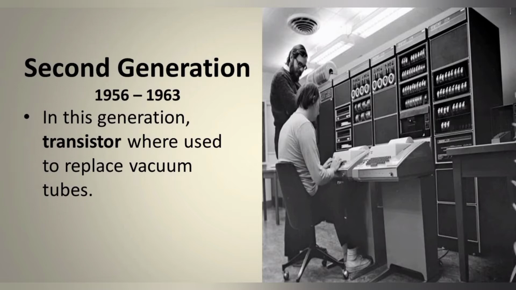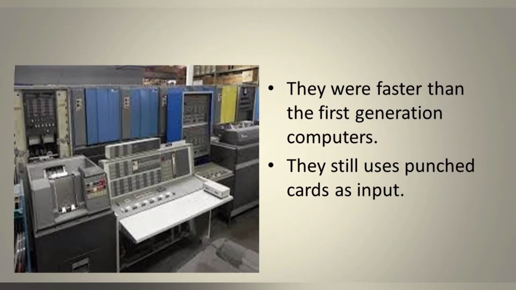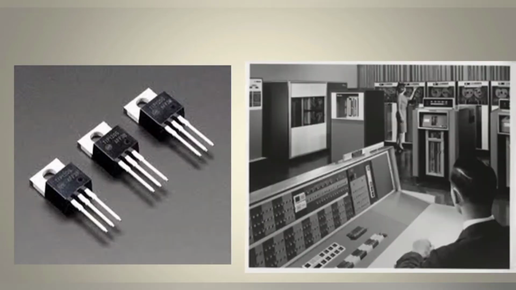Transistors were smaller in size with silicon chips, and they were faster than the first generation. Now, they also used punch cards as input and printout as output, but this set of computers became faster and smaller compared to the first generation. This computer also produces heat, but not like the first generation computer. These computers were also not used in personal homes. They were also used in government establishments, but data were processed faster compared to the first generation computers.